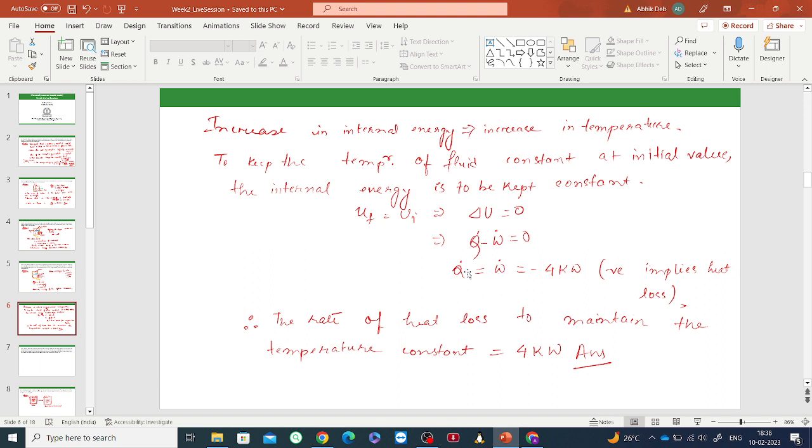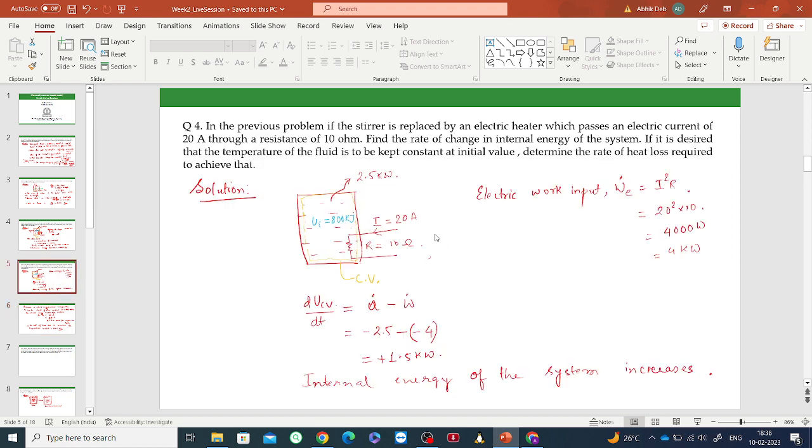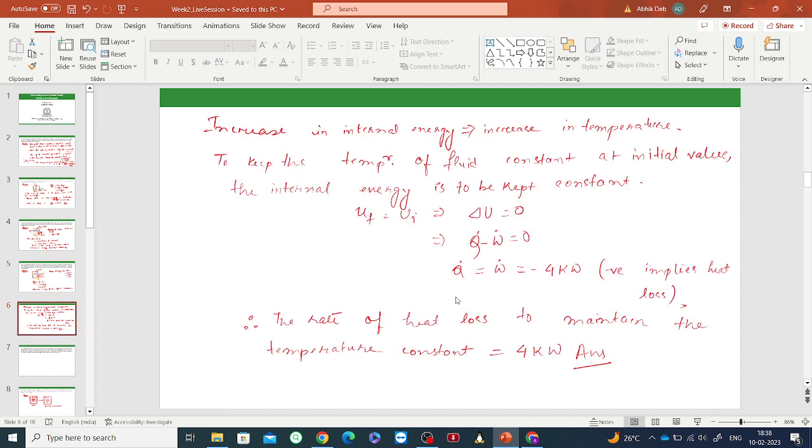Practically, if you think, the work is being done by this heater. At the same rate that the work, or the resistance heating effect, is coming in, if the heat is being lost, then there will be no temperature change of the system. So this is essentially the same thing. So the heat loss should be equal to the work done by the system.